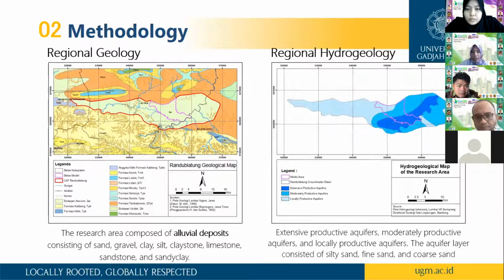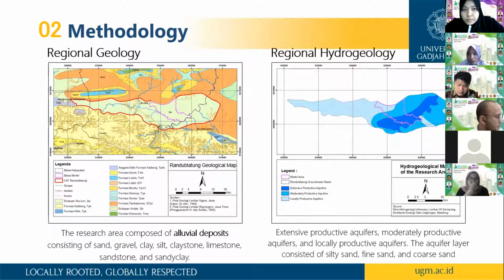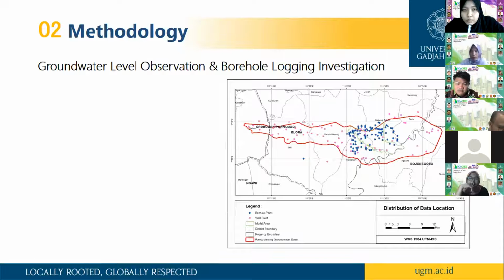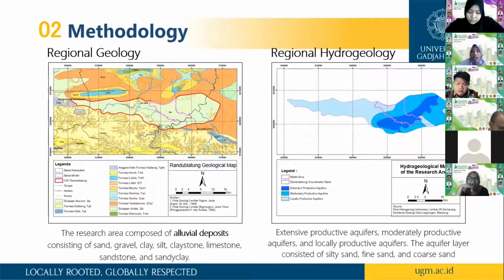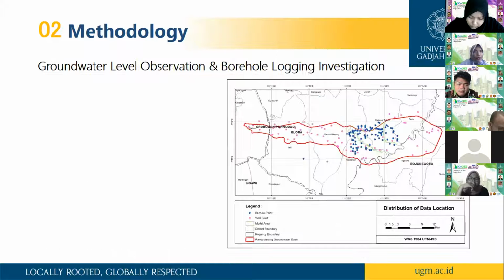The second one is regional hydrogeology, from the hydrogeological map of the research area. The source is Peta Hidrogeologi Indonesia Lembar 7 Semarang. The research area consists of extensive productive aquifer, moderate productive aquifer, and locally productive aquifer. The aquifer layer consists of silty sand, fine sand, and coarse sand.